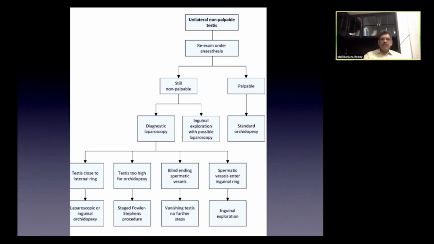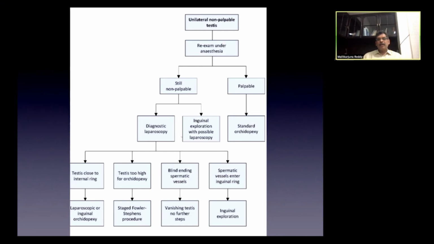If the testis is close to the internal ring, go ahead and do a laparoscopic or inguinal orchiopexy. If it is too high for orchiopexy, stage it, following Stephens. How do you decide if the testis is sitting on the iliac vessels, or there is a very small mesentery, and you can't pull the testis across to the opposite side? This is not a very effective method, but make sure that the mesentery is small and it is sitting on the iliac vessels. This is a case for a staged orchiopexy.